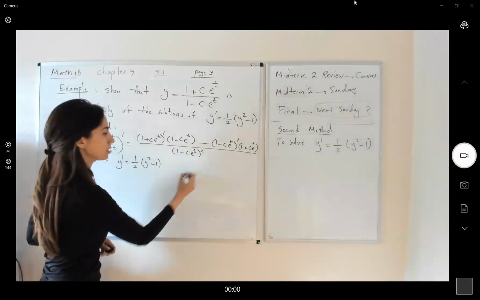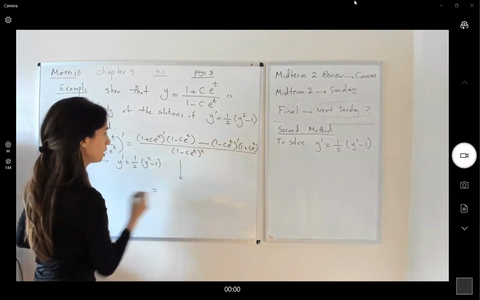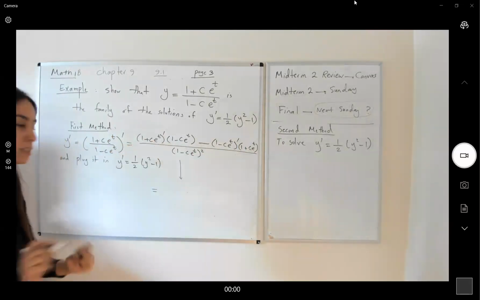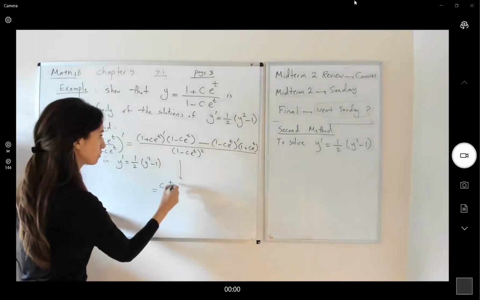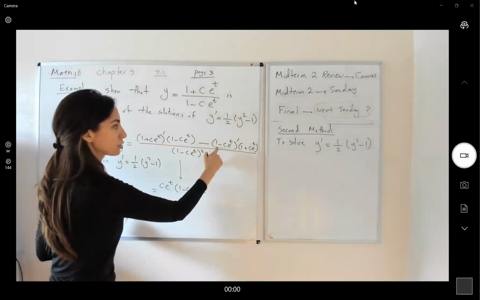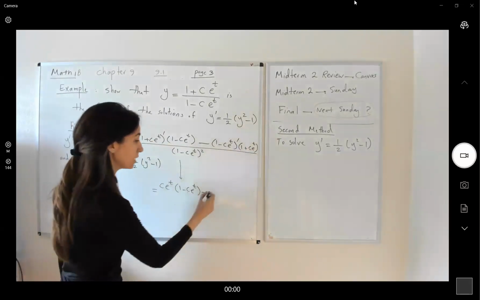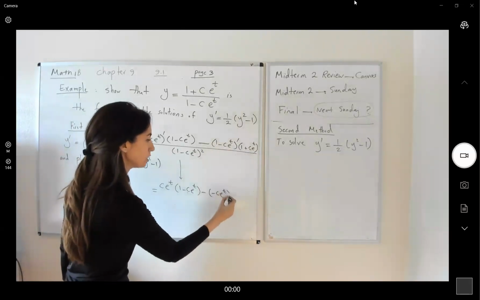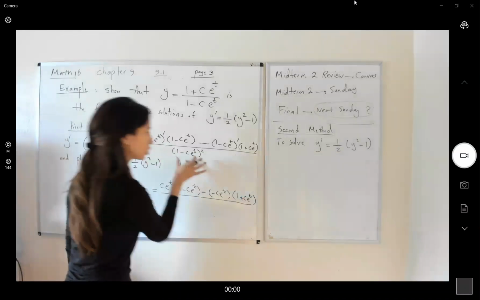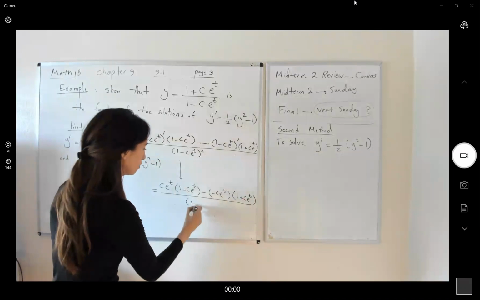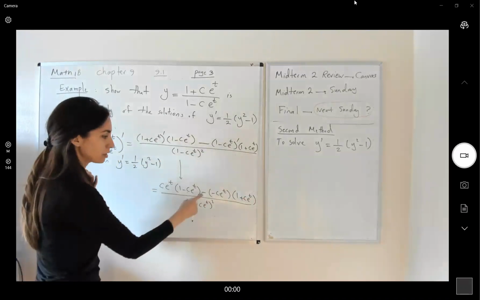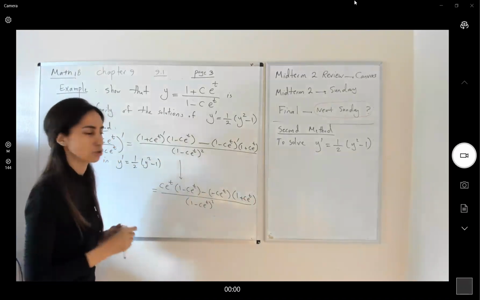Okay, this guy is equal to, so I'm writing the rest of it here, the derivative of 1 is 0, the derivative of c e to t is c e to t, times 1 minus c e to t, minus the derivative of 1 minus c e to t is negative c e to t, times 1 plus c e to t, divided by your denominator squared, 1 minus c e to t squared. Let us simplify the whole thing. First of all, you have negative times negative is going to be positive.